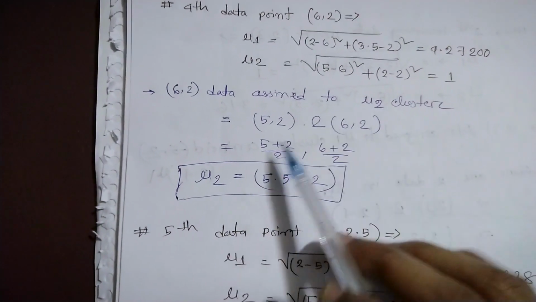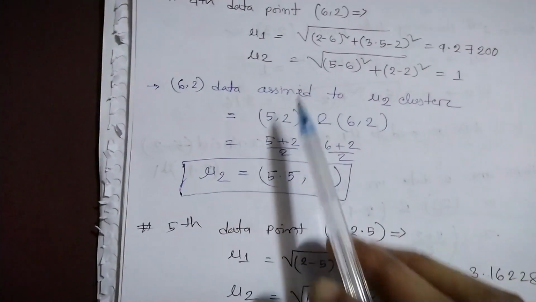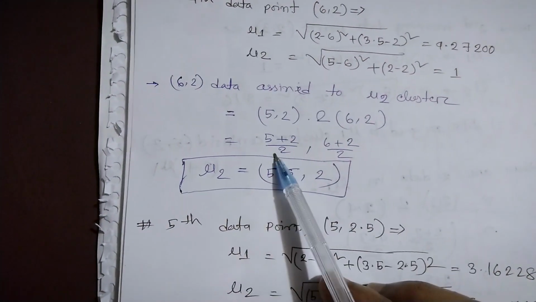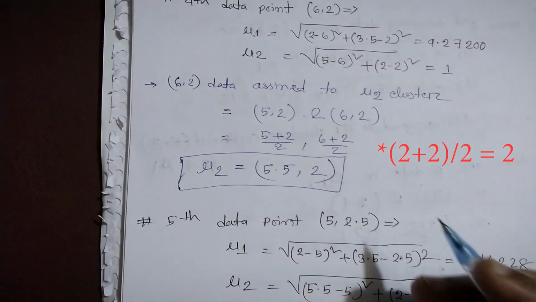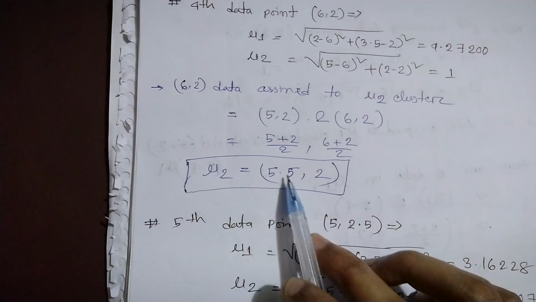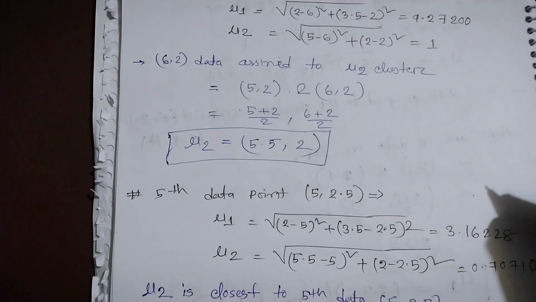So mu2 now has two values. Previously we had 5 and 2, now we have 6 and 2. Now let's add 5 plus 6 divided by 2 and 2 plus 2 divided by 2, which gives us mu2 is 5.5 and 2. Now what should we do?